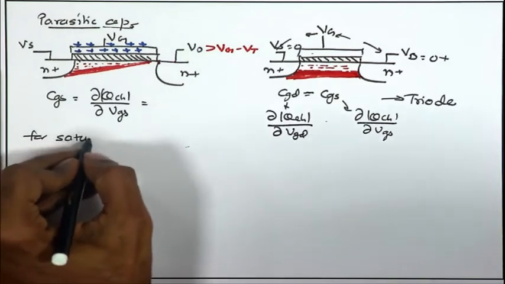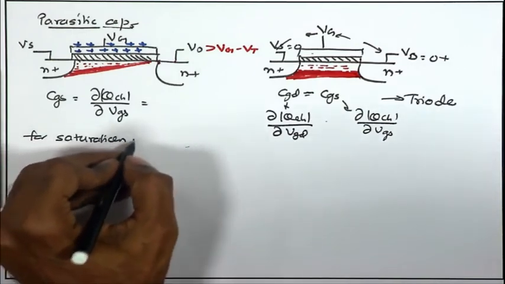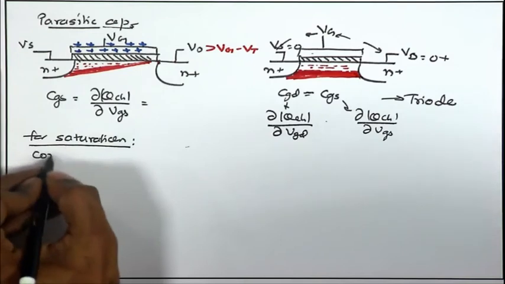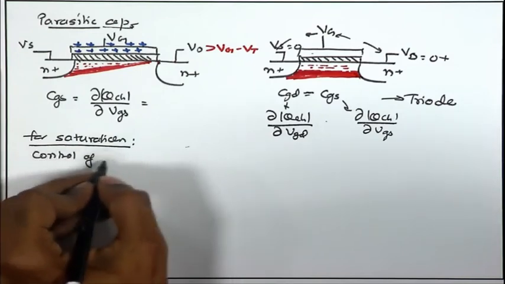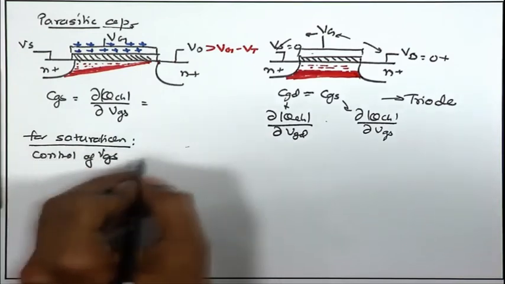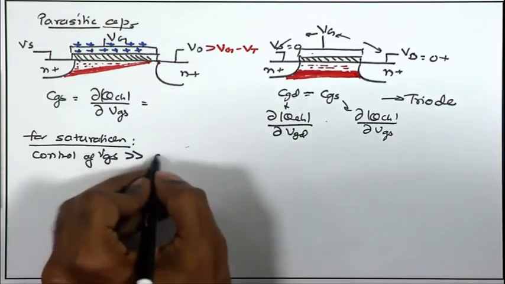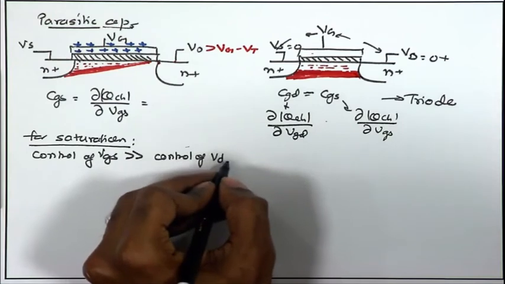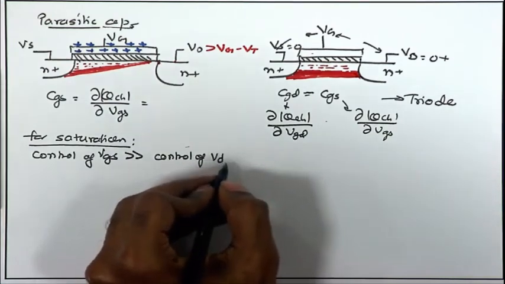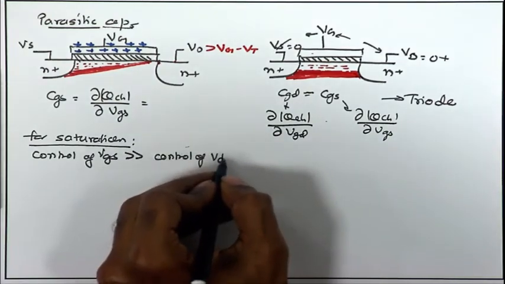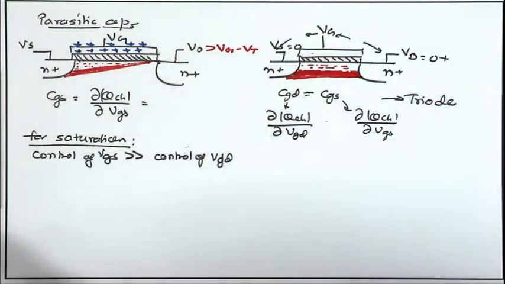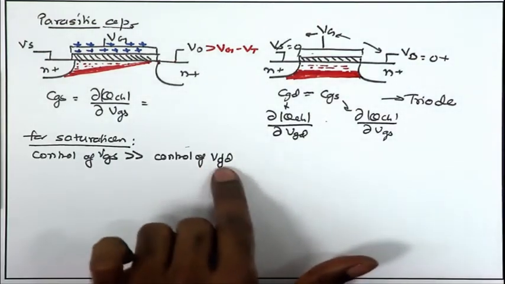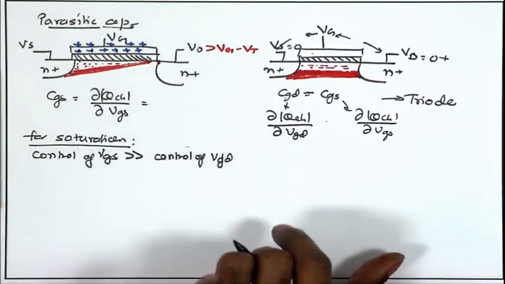For saturation region operation, control of VGS is much larger than control of VD or VGD, and we can altogether ignore the effect of the changing drain voltage or VGD on the channel charge.